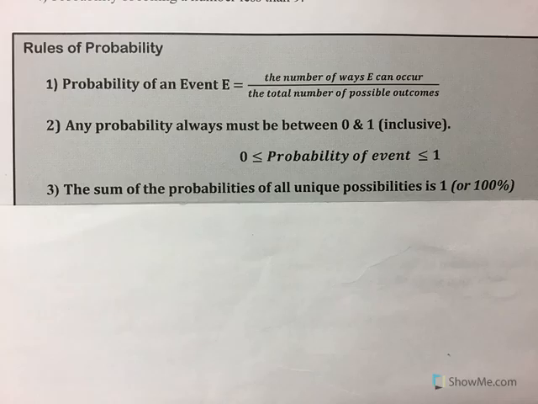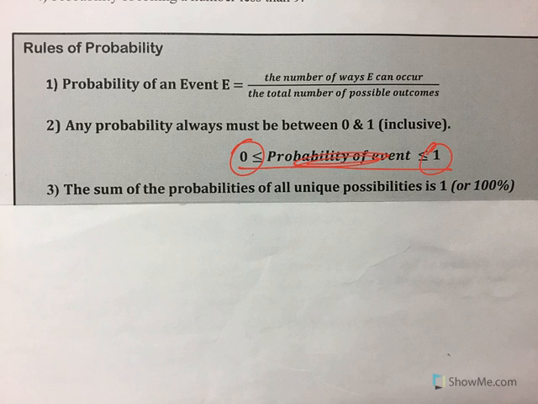And so these are kind of the rules of probability, and this is how we just did it: the number of ways something can occur over your total possible outcomes. You'll notice that probability is always going to be between 0 and 1, inclusive. 0 means it cannot happen. 1 means it's definitely going to happen. But usually our probability is somewhere in between those two.